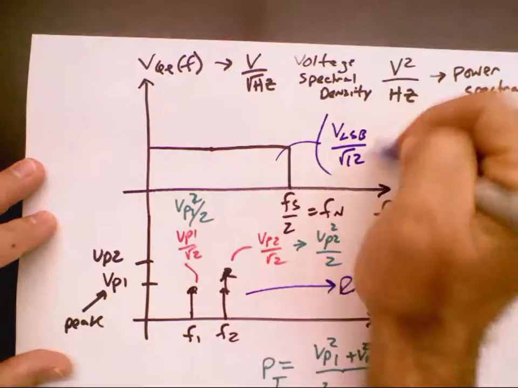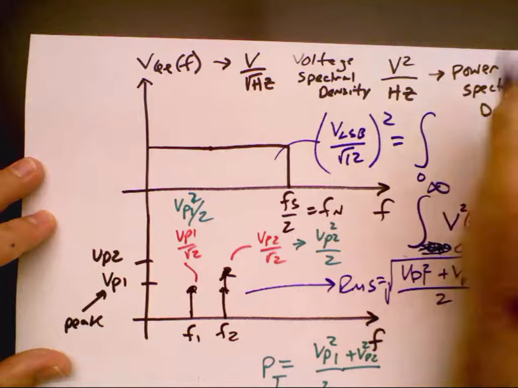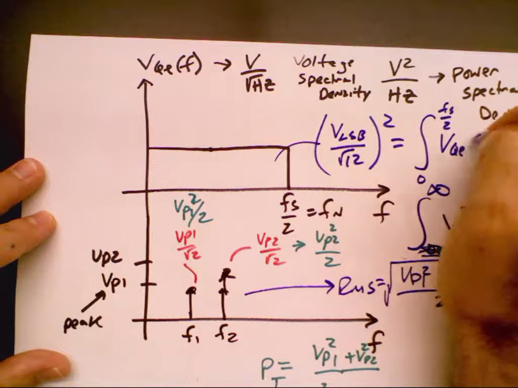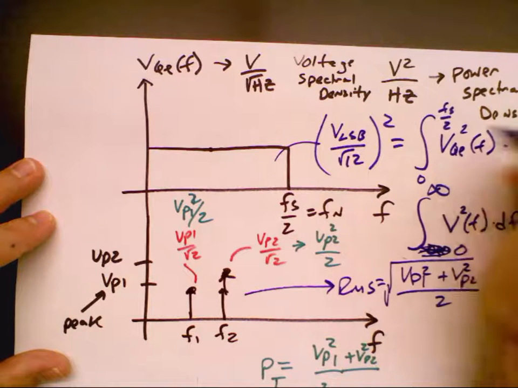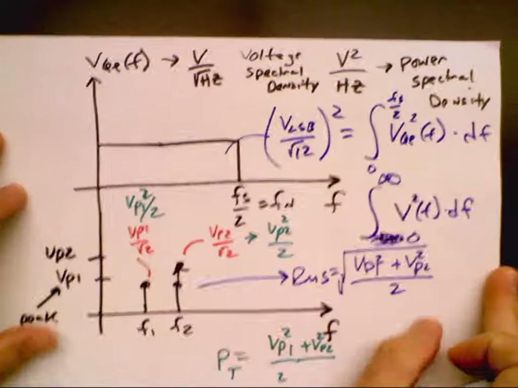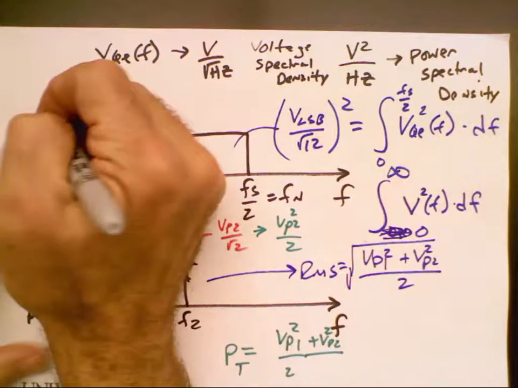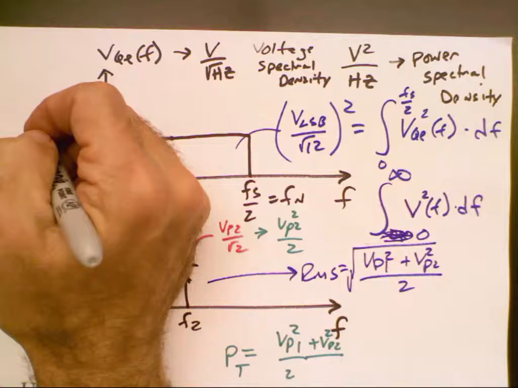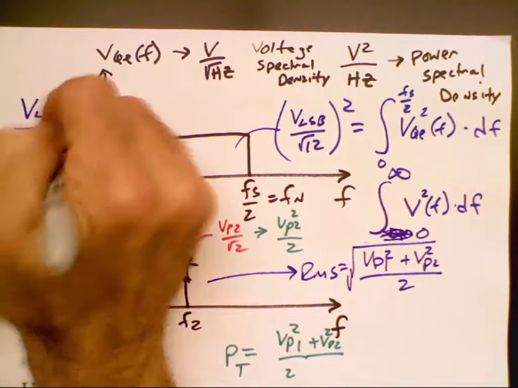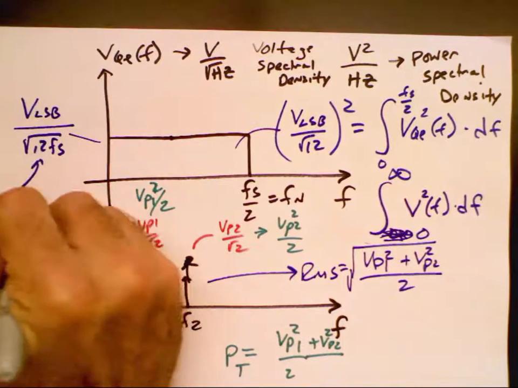So the power is that squared. And so what I'm going to write this as is the integral from 0 to fs over 2 of vqe of f squared df. Does everybody follow that? And if I do that, and I look at what vqe of f is, I end up getting VLSB, it's a kind of a trivial integral, VLSB over square root of 12 Fs, where the units here are volts per root hertz.